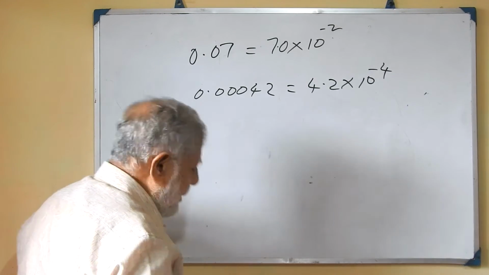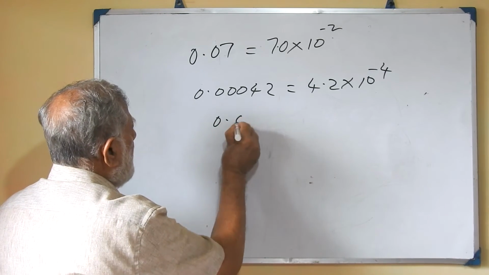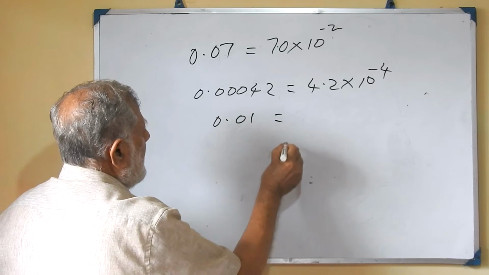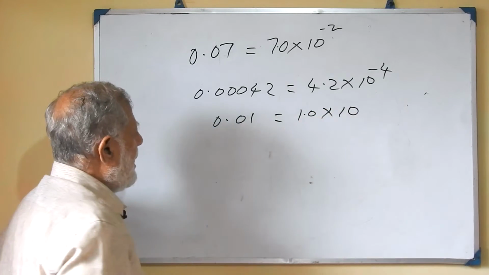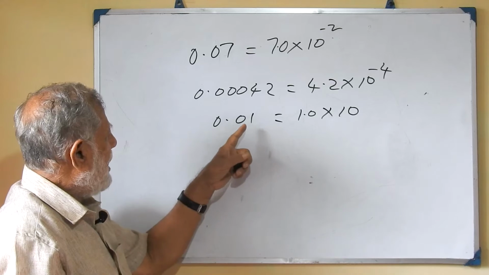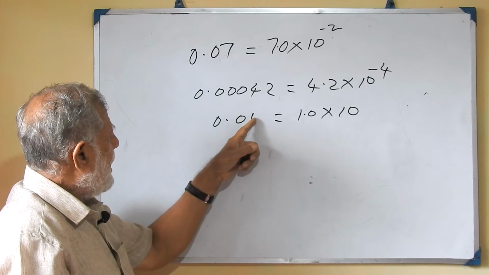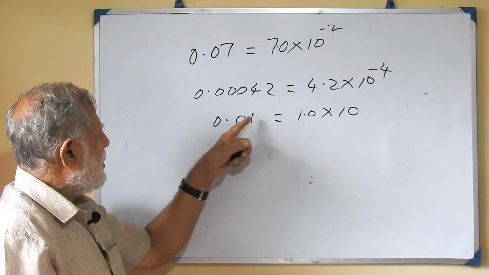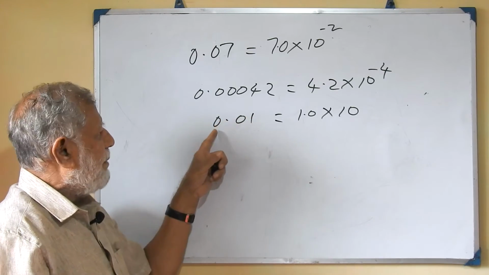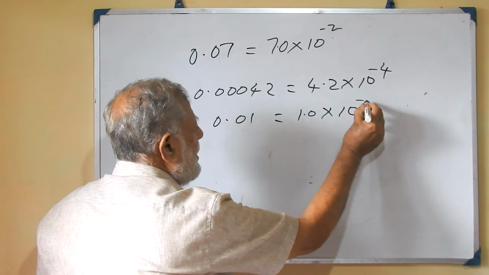We will take another example, 0.01. That is equal to 1.0 into 10 to the power of. So now you have put the decimal here. 1 point means you put the decimal here. We have to come to this decimal two places backwards. So 10 to the power of minus 2.